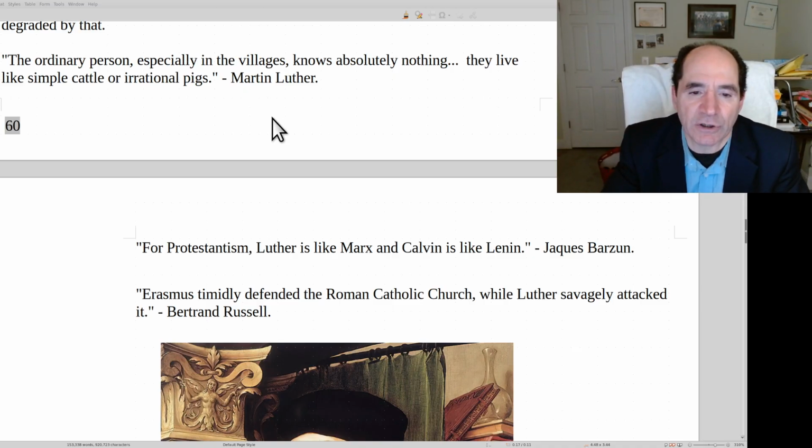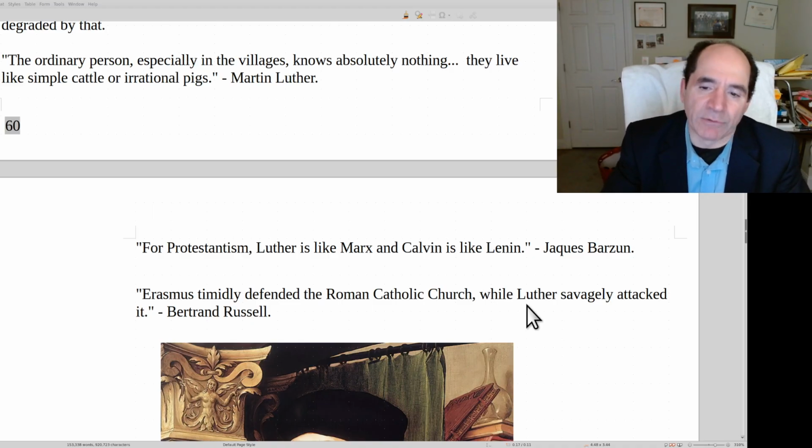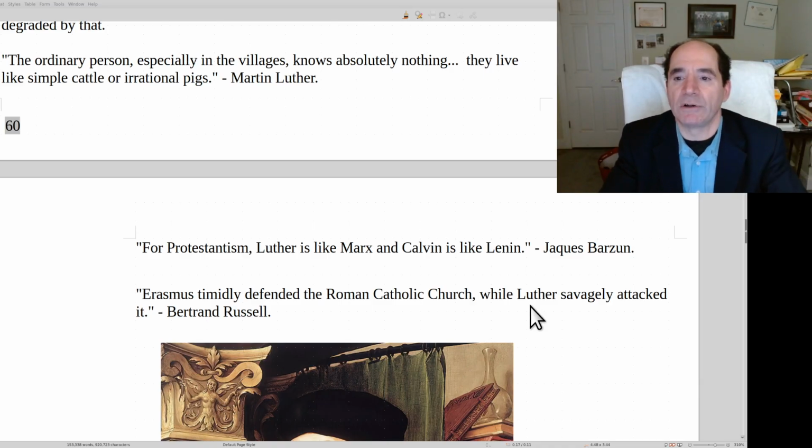They're not exclusive. All right, Jacques Barzun had a good quote. He said, for Protestantism, Luther is like Marx and Calvin is like Lenin. Yeah, they're sort of very absolutist, and they're kind of brutal in a lot of ways. Bertrand Russell had a good quote here. He said, Erasmus timidly defended the Roman Catholic Church, while Luther savagely attacked it. And I think the big difference was Luther had the protection of the princes, like Frederick the Wise and stuff. So he could say and do a lot of stuff as long as he was speaking from his home territory where he was protected around Wittenberg, okay?